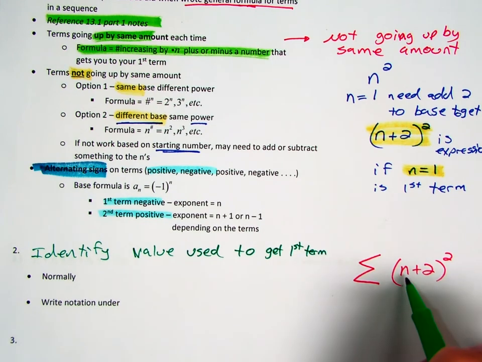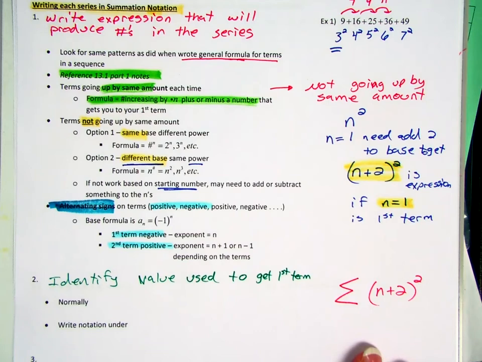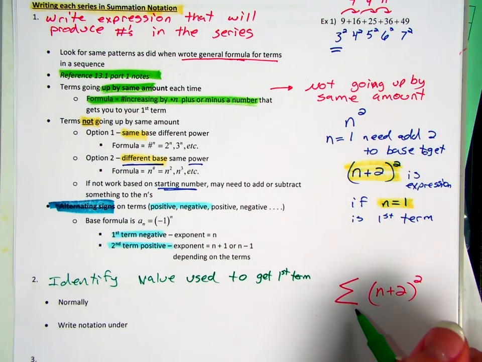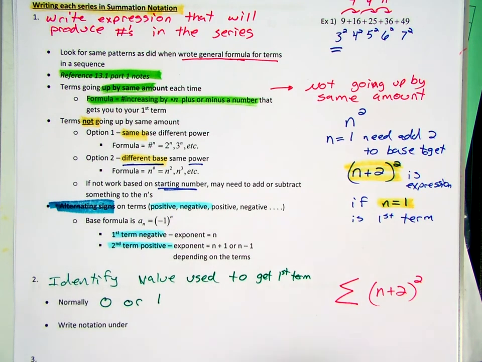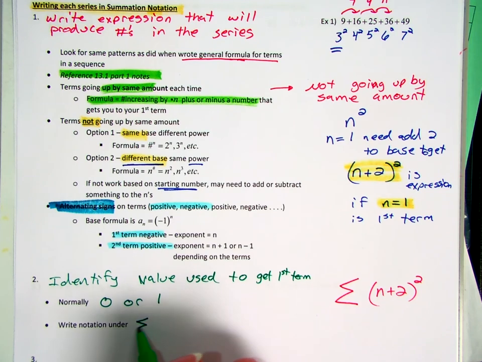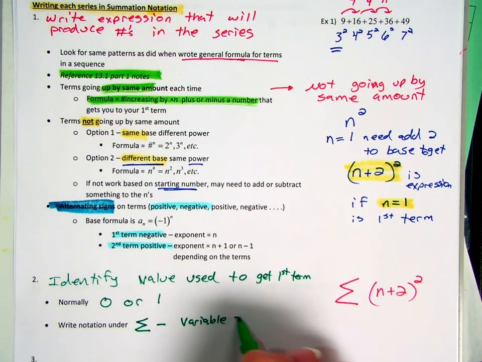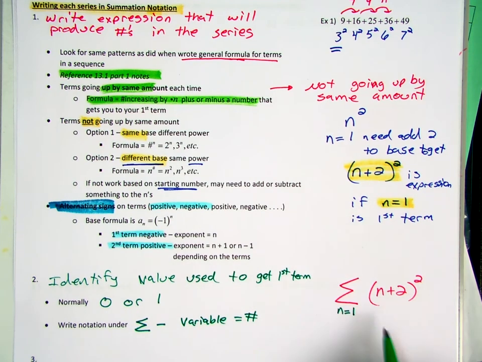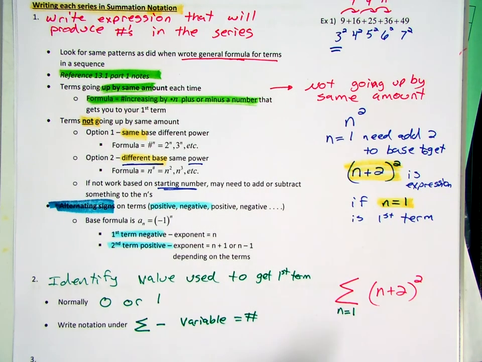So in other words, what number am I going to plug in for n so that I end up getting the 3 squared? Well, we already said we would have to plug a 1 in. And normally, it's going to be 0 or 1. And this is what we write under the sigma. It is the variable equals the number. So since we said this was true for n equals 1 as my starting value, so that 1 plus 2 is 3 and 3 squared gets me my first term, then that's what goes underneath.